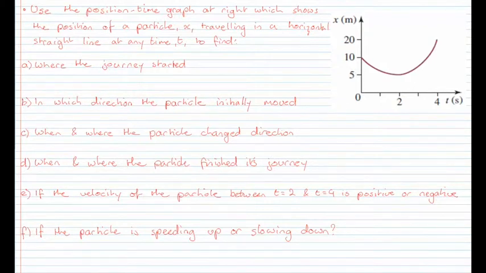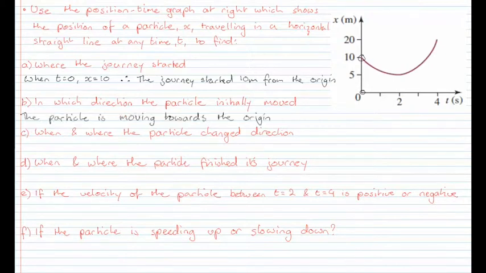So, when time is equal to 0, if we come up to the graph, our journey starts where our displacement is 10. So, when t equals 0, x equals 10. Therefore, the journey started 10 meters from the origin, the origin being at this point here at a distance of 0 meters. The next question says, in which direction did the particle initially move? You can see here that the particle starts at 10, and then over time it's getting closer and closer towards 0. Therefore, the particle is moving towards the origin.